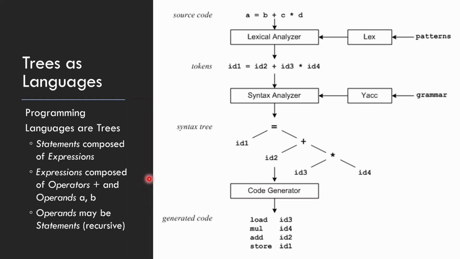Speaking more about programming languages as trees, we can break down programming languages, including Java, in a similar way. We can think of a statement as being composed of expressions, such as the statement A equals B plus C times D. The expressions themselves are composed of operators like plus and operands like B and C. And those operands themselves may be statements, such as a nested expression. A equals B plus C times D. We could treat C times D itself as its own expression.